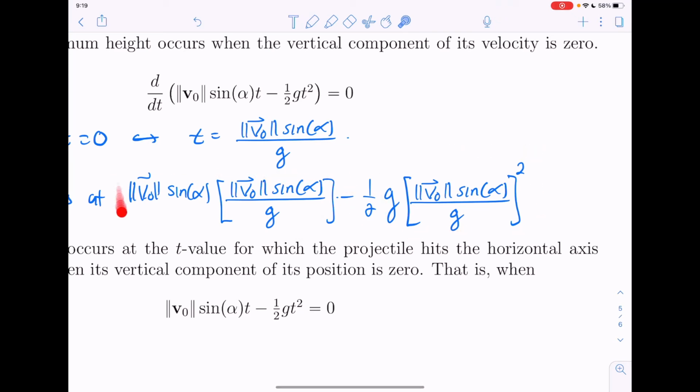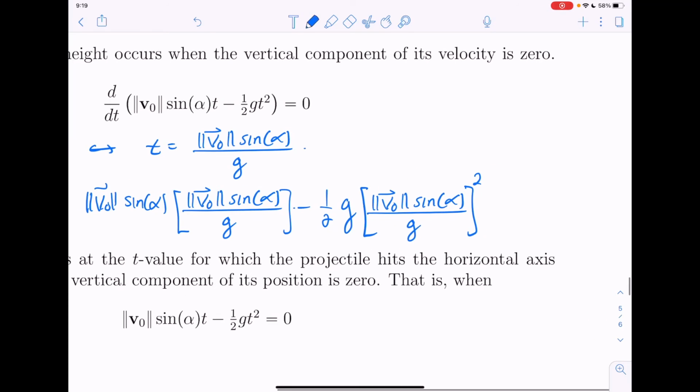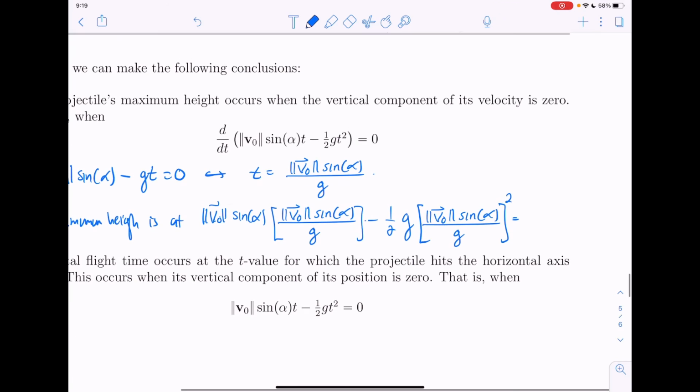So it's like having a whole minus a half of itself. The result, of course, is just like if you have a whole pizza and take away half of it, what do you have left? You have half the pizza. So what we're going to have here is the magnitude of v naught times sine of the firing angle squared all over g, but we want half of that. So we'll divide this by 2, and that'll be our maximum height.